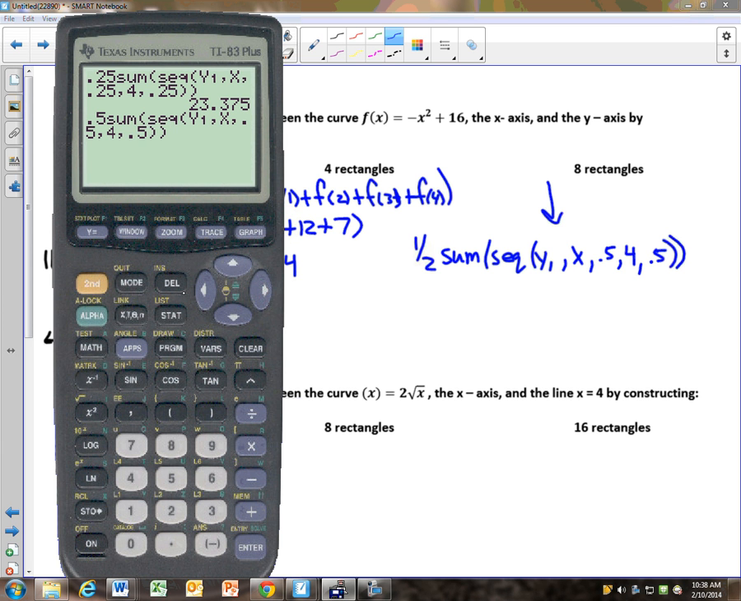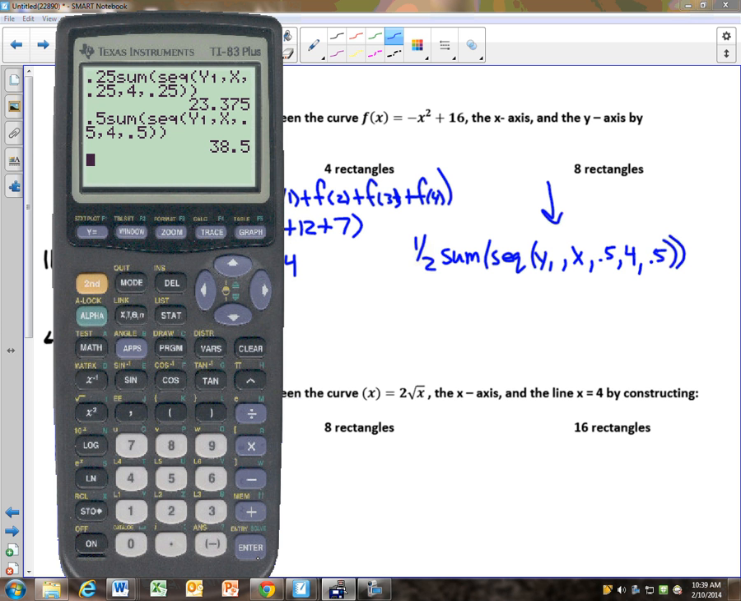So if you do your second entry, again, you can grab that previous piece. If I go back in my y1, I do have to change that to negative x squared plus 16. So now I'm back here, and now everything should be entered correctly, and I got 38.5.